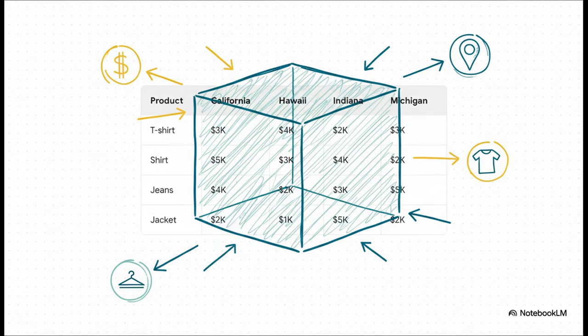Now, this is where it starts getting interesting. Let's add our first layer of detail. We're going to break that total down by two different perspectives, or, as we'll call them in a minute, dimensions, product and state. And just like that, our single number blossoms into a two-dimensional table. Now we can see, oh, t-shirts made 12 grand total, and we can see exactly how much we made on jackets in Hawaii. See? Way more useful.